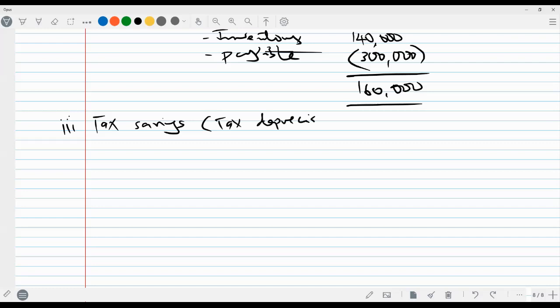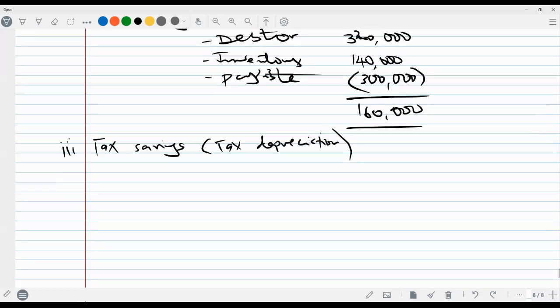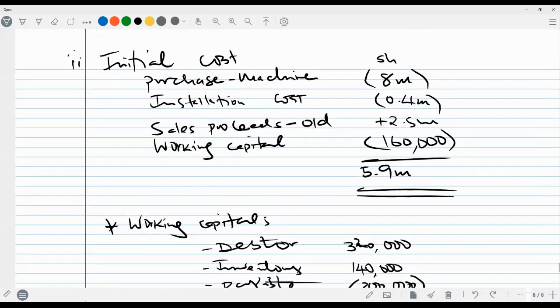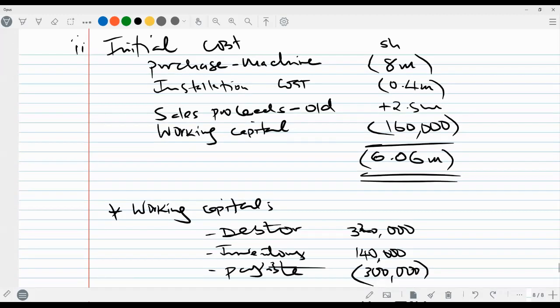Tax savings. That is based on the tax depreciation. Sorry, sir, to interrupt you. We need to add. It's supposed to be 6.06. Sorry. So 6.06. Yes, 6.06. Okay, thank you. So 6.06 for the initial investment.